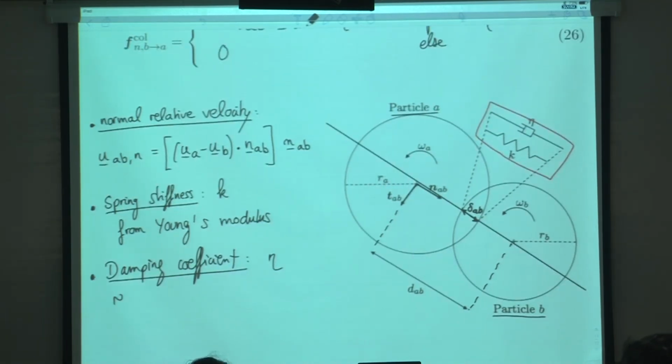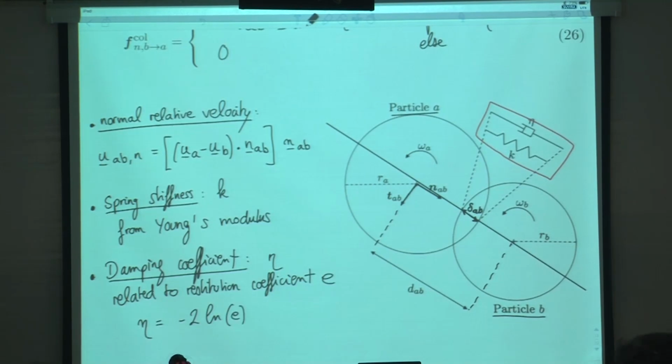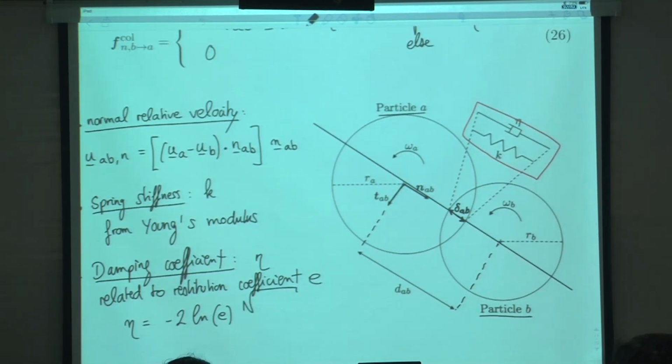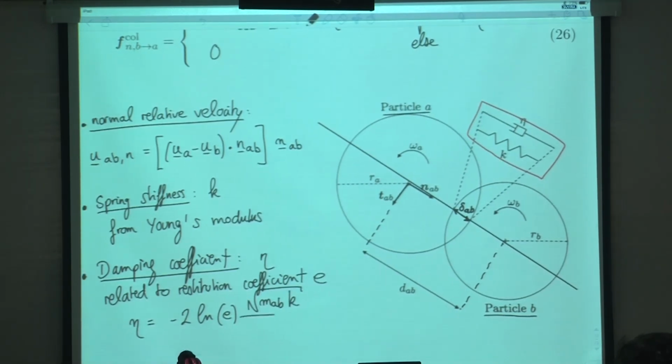So this is related to the restitution coefficient E, according to the following relation, which is just again obtained by solving this problem analytically. This is a -2 log of E times the square root of MAB times K, divided by pi squared plus log of E, the entire thing squared.